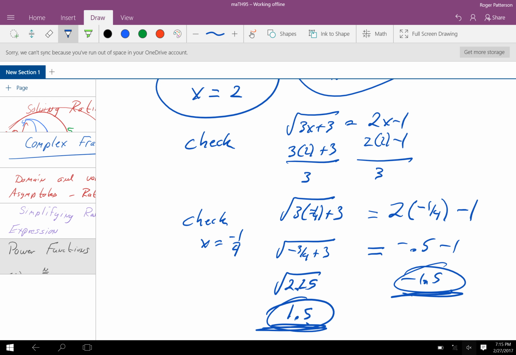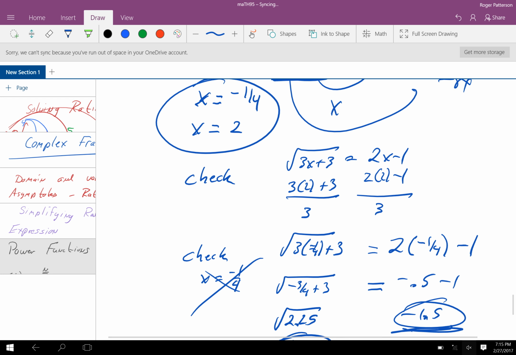Is it good or not? It's not the same. Negative, not the same. Not a solution. We pitch it. Okay? So the only thing that works is the 2. The negative 1/4 doesn't work.